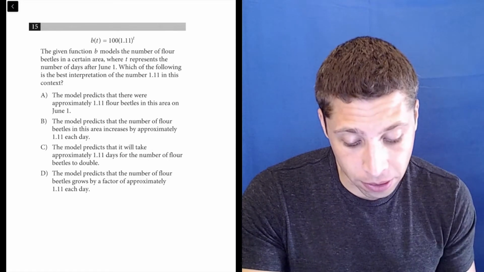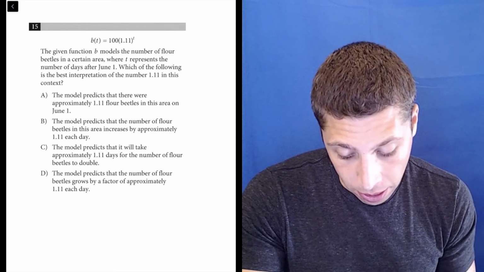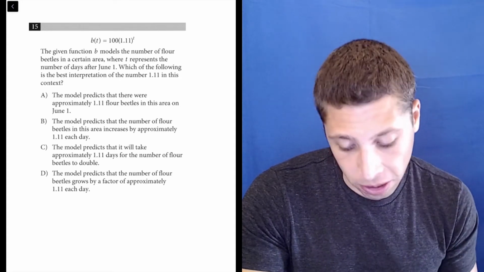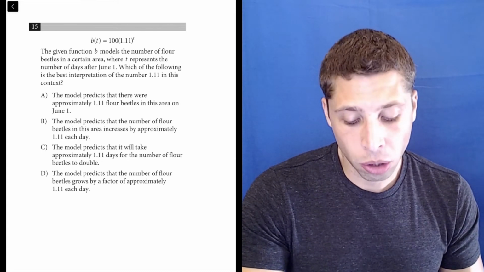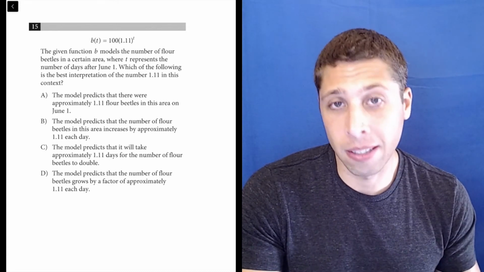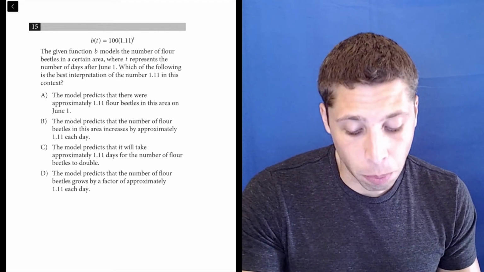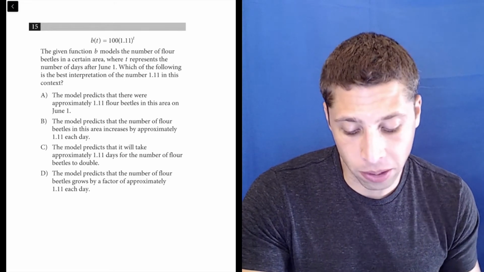Well, I guess not all the choices. Choice A is not really over time, but a lot of these choices are testable. So let's look at A. That's the easiest one, right? The model predicts that there were approximately 1.11 flower beetles in this area on June 1st.